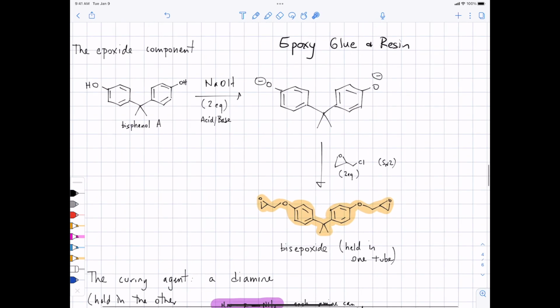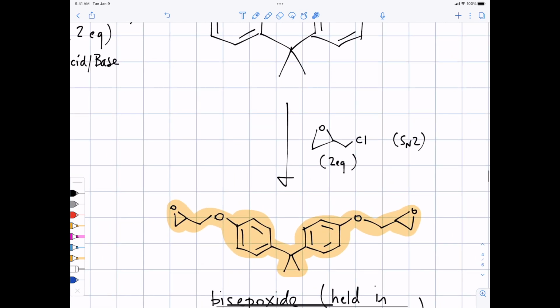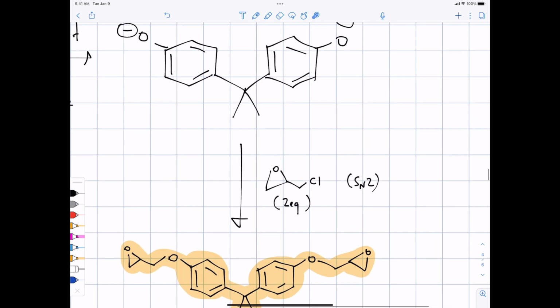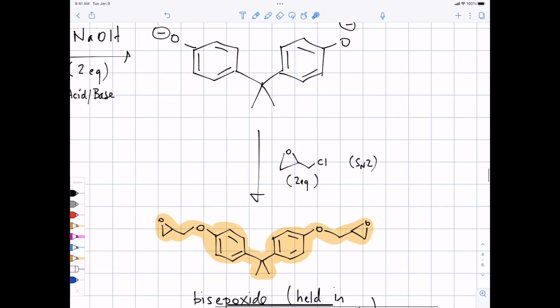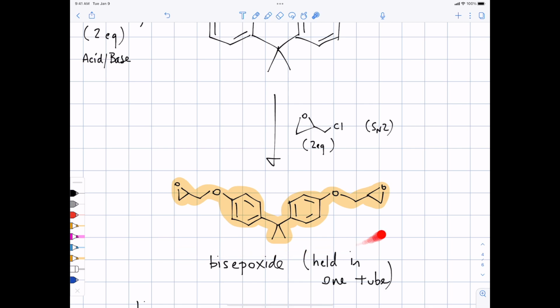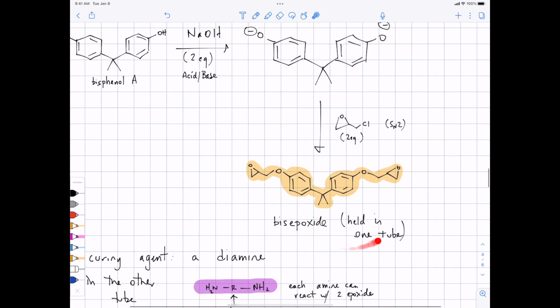In any case, you take bisphenol A, you deprotonate the alcohol to make it a good nucleophile, and then you use this interesting reagent. We're not going to worry about why the oxygen attacks the chloro instead of the epoxide, but this chloroepihydrin, I think it's called, generates a bis epoxide reagent. It's got two reactive handles, an epoxide over here and an epoxide there. And that's in one of the tubes.